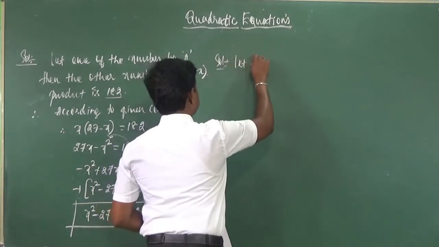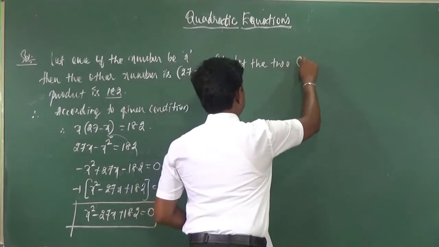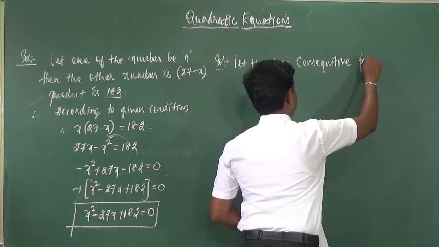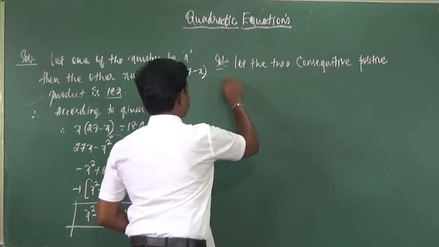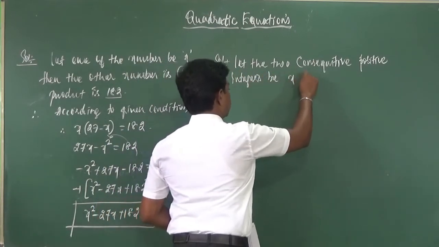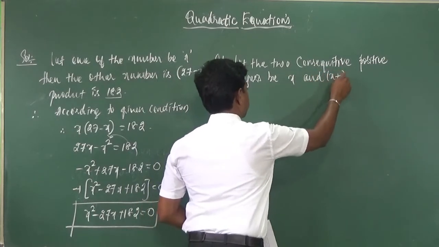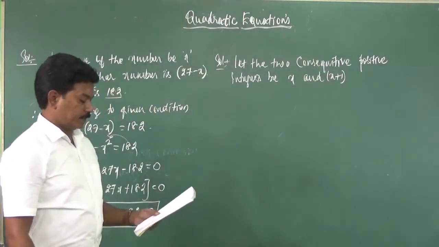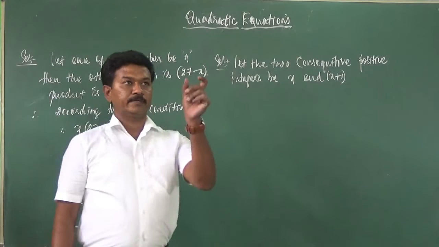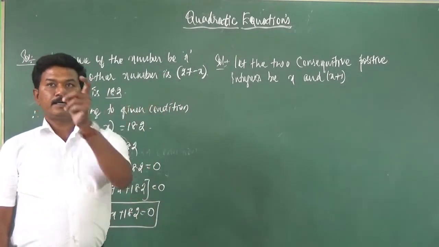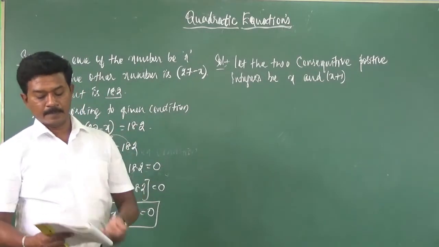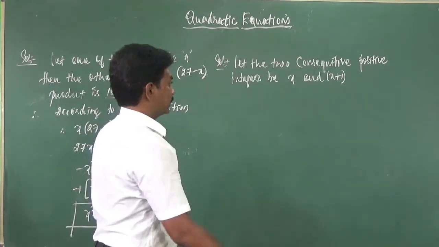So let the two consecutive positive integers be x and x plus 1. So these are the two consecutive positive integers. Now, the sum of whose squares is 365. So when you take the first number, square it, take the second number, square it, then add both of them, the sum will be equal to 365. Sum of whose squares is 365.